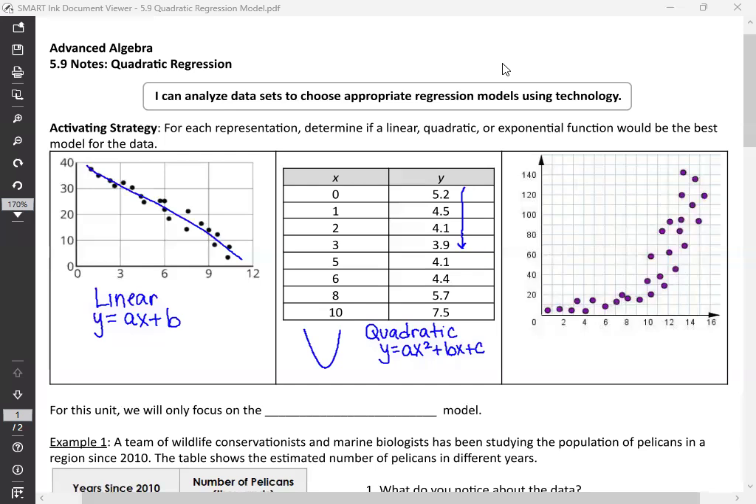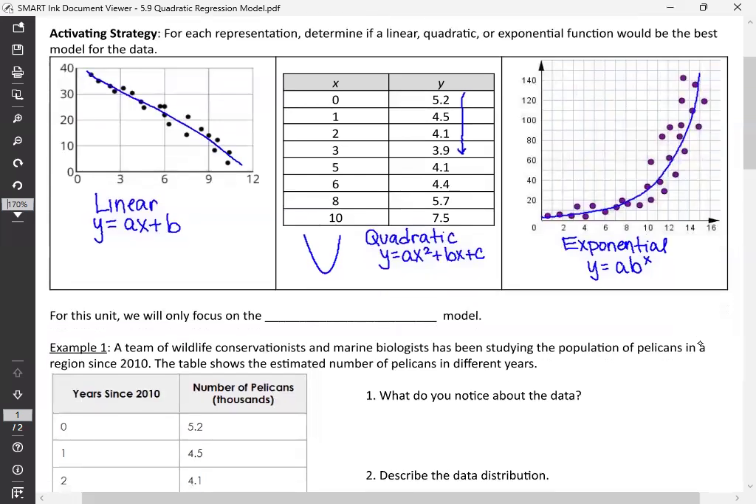And then our third one, if we look at the trend, these points are following an exponential model. Last semester, we learned or reviewed exponentials. You guys also covered those in algebra. Exponential equations are of the form a, b to the x power. So for this unit, for our class right now, we're only going to focus on the quadratic model.